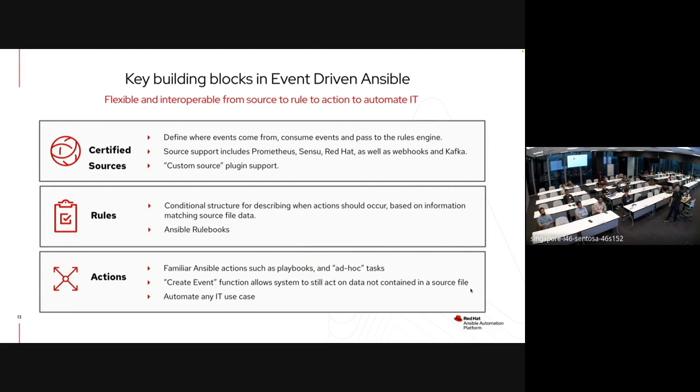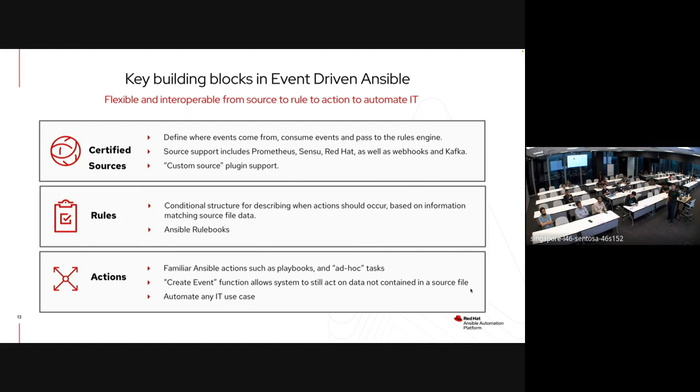So we are able to define where the events are coming from. We have source support that comes from Prometheus, Ansible. You can also do things like webhook, or you can do Kafka. What we are going to show later on in the demo is to leverage Kafka as the event source. Of course, you can also do a custom source plugin, depending on what you need. We can try to create a new plugin in Ansible to allow you to do the integration.